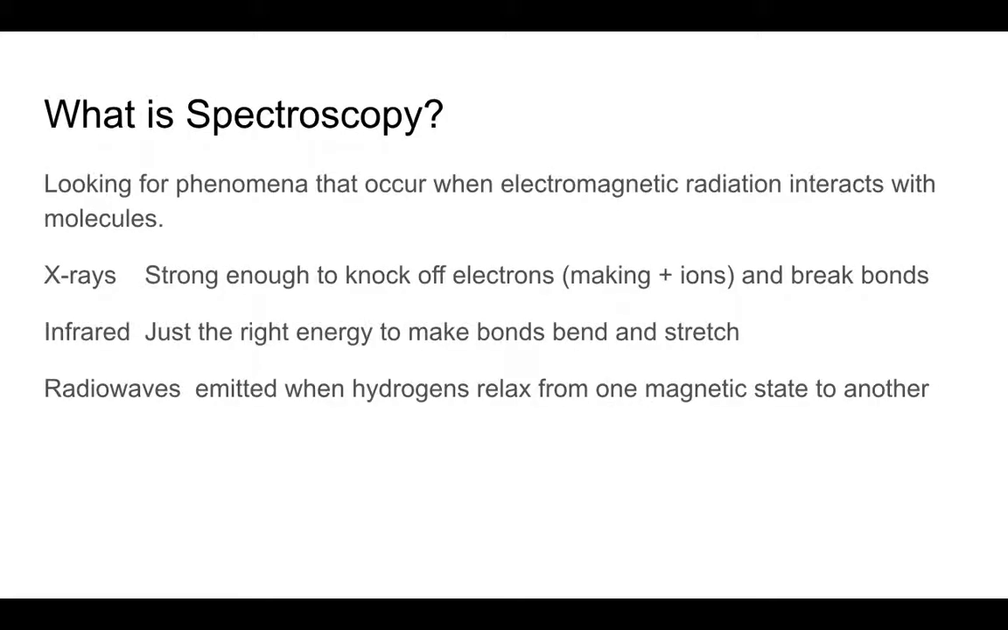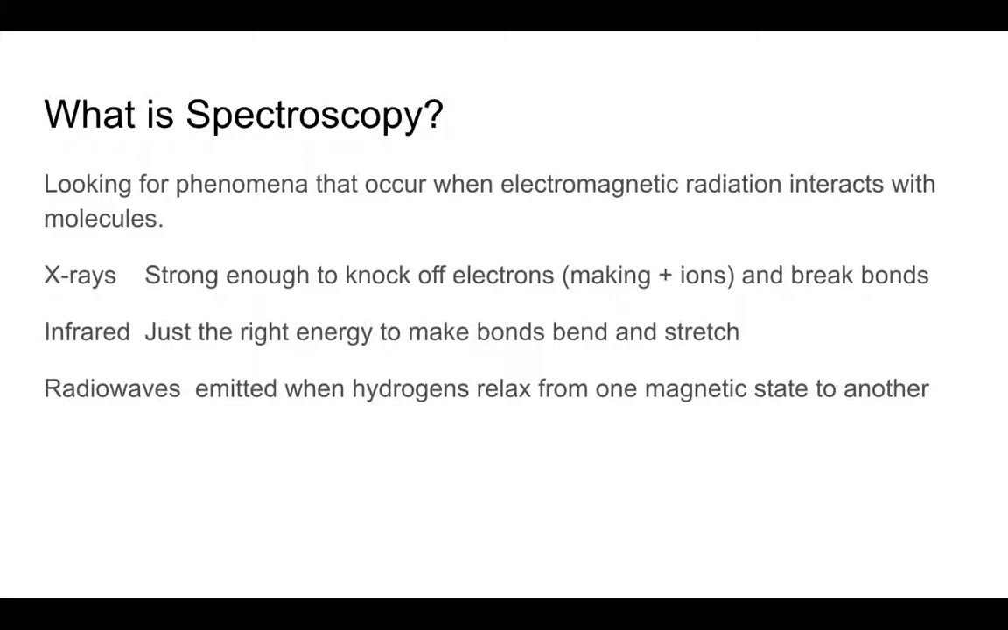Now first off, what is spectroscopy? Well, with the prefix spect, we expect there to be something to do with light, and the scopy at the end, we expect we're going to be looking at something. And that's what we're doing. We're looking for phenomena that occur when electromagnetic radiation interacts with molecules. So we're going to be hitting molecules with different types of light, sometimes visible, very often invisible. In this case, it will all be invisible. And we're looking to see how the molecules react.